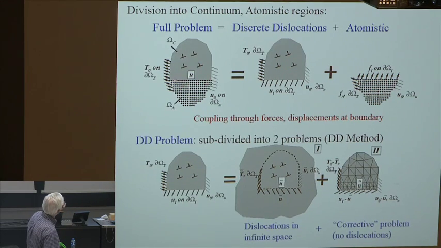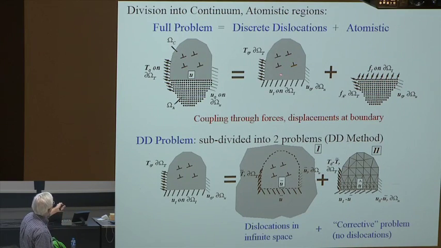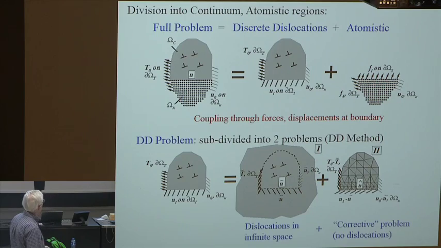that they share, okay? And somehow we're going to consistently make sure that the displacements are the same and that the tractions, if necessary, are identical. It's a little bit subtle about tractions. I'll come back to that. But we're going to solve one problem, and this is just a discrete dislocation problem, and all continuum with the discrete dislocations. This is an atomistic problem.